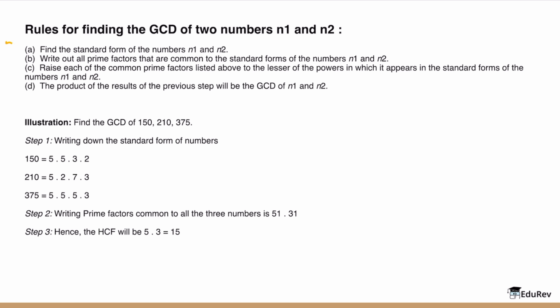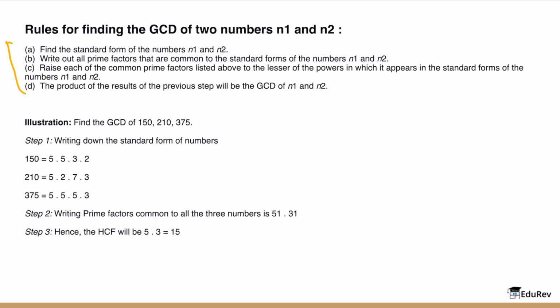So these are the steps. Find the standard form of the numbers N1 and N2. Then write out all the prime factors that are common to the standard forms of the numbers. Raise each of the common prime factors listed above to the lesser of the powers in which it appears in the standard form of the numbers. Then the product of the result of the previous step will be the GCD of N1 and N2.